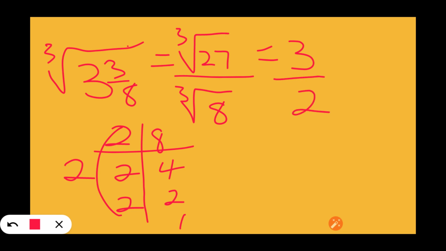Let's look at these fractions. My question was a mixed number or mixed fraction. Now I am having an improper fraction. What do I do? I convert my improper fraction back to a mixed number. That gives me 1 1 over 2. Yeah. The cube root of 3 3 over 8 is equal to 1 1 over 2.